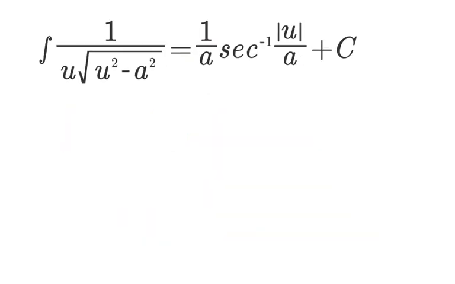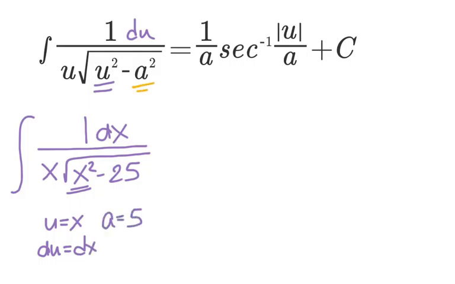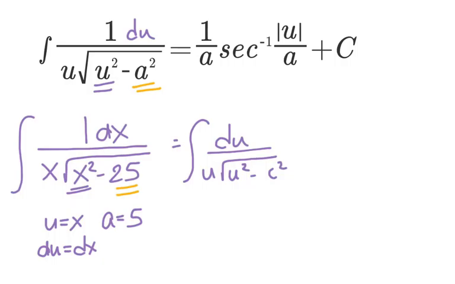Here's the inverse secant version. And what I just noticed is that I forgot to put the du in up here. So just throw the du in there. Now let's look at this problem down here below. If we look and see what lines up, remember, the variable will always be u. So if I start off looking here, I'm like, oh, that's nice. U is equal to x, du is equal to dx, and a is equal to 5. The constant is a squared. So this turns into a nice little du over u root u squared minus a squared, which is exactly the formula.